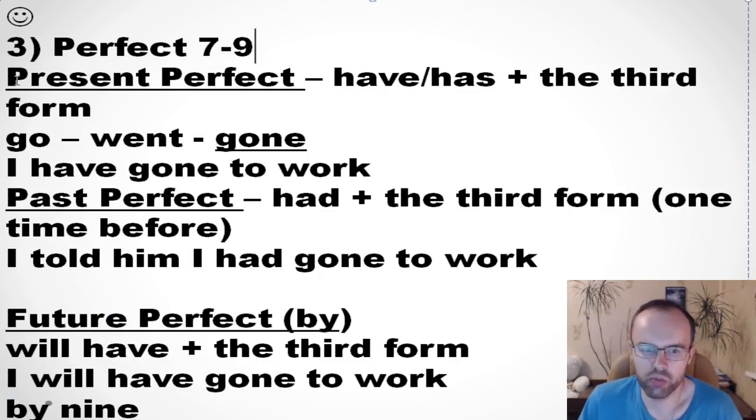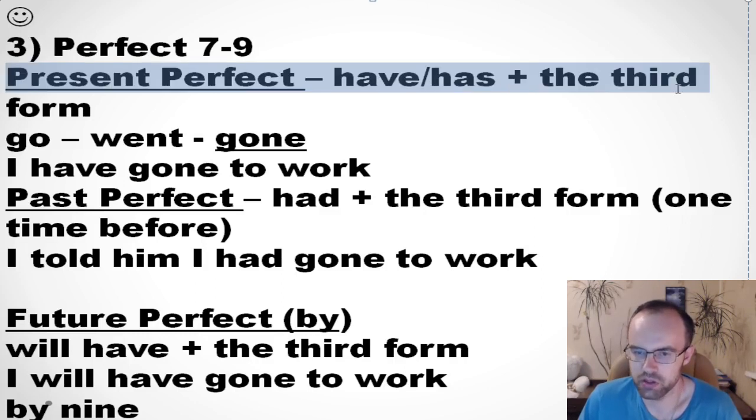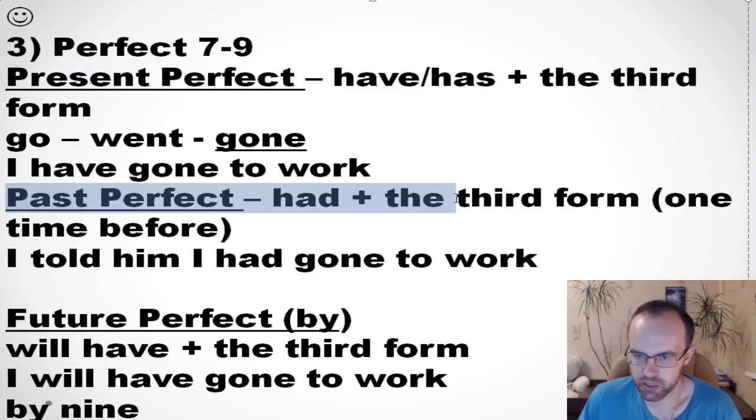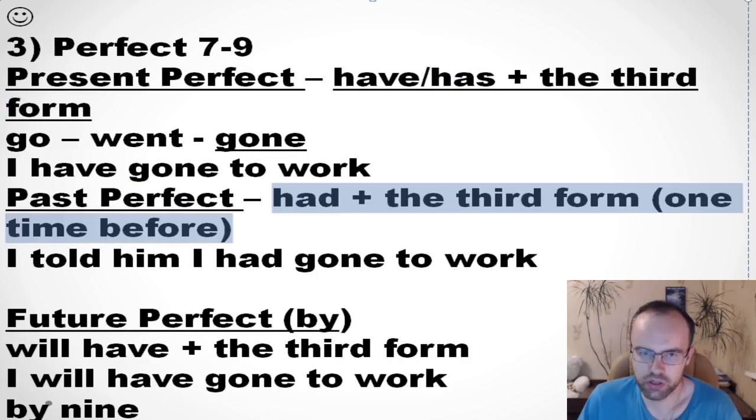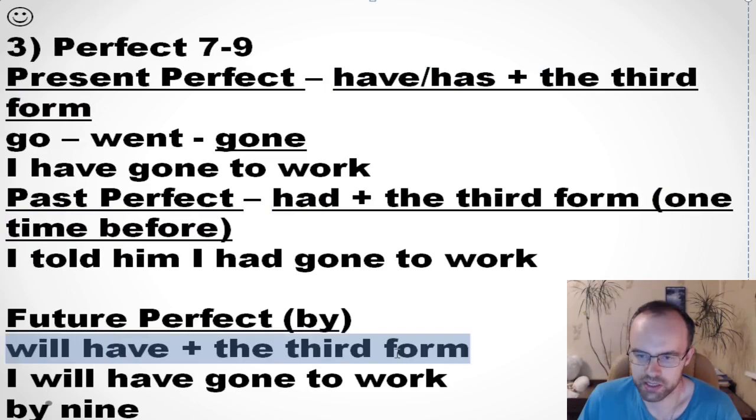So you see present perfect, have or has plus the third form, go, went, gone, I have gone to work. Past perfect, had plus the third form, one time before, I told him I had gone to work. Future perfect, by. So it's the formation of each of these tenses, will have plus the third form. I will have gone to work by 9.